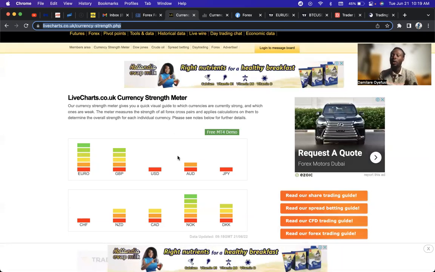B-E-A-R-I-S-H. And the direction for a bearish market is what? It's a downtrend. Simple. All right.